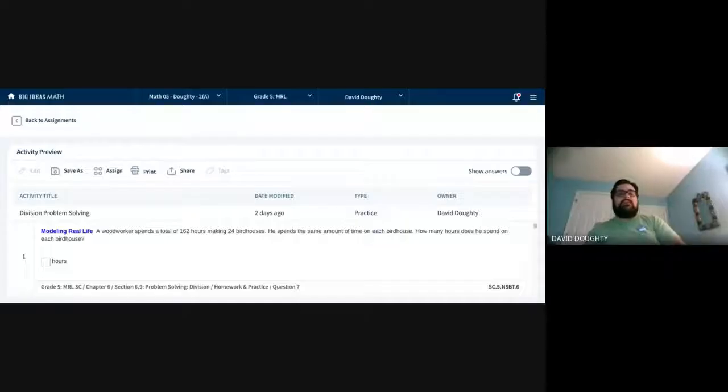Okay. So it says a woodworker spends a total of 162 hours making 24 birdhouses. He spends the same amount of time on each birdhouse. How many hours does he spend on each birdhouse? Okay. Now it doesn't give you a spot for remainders.